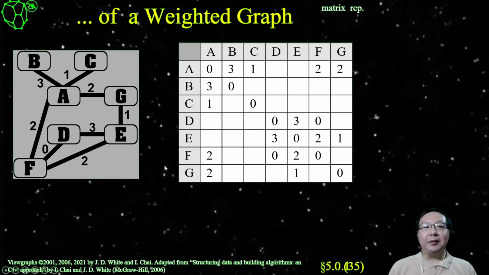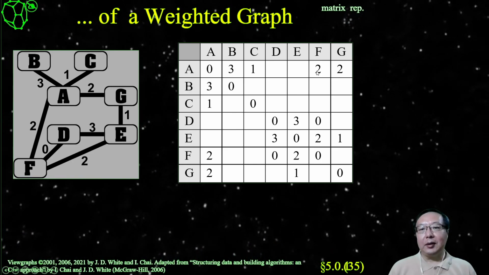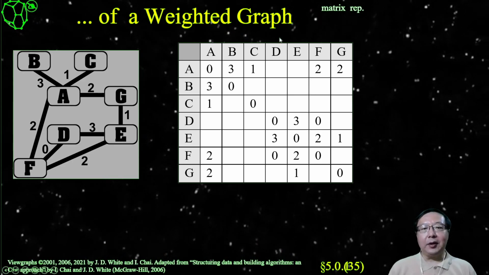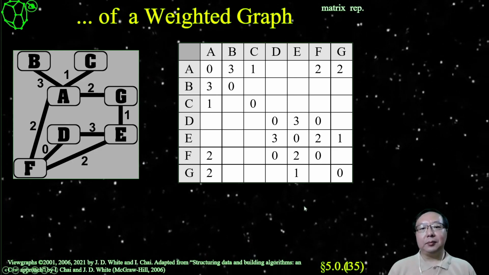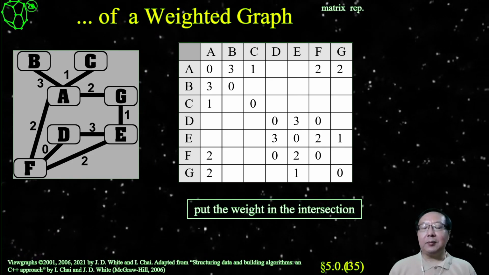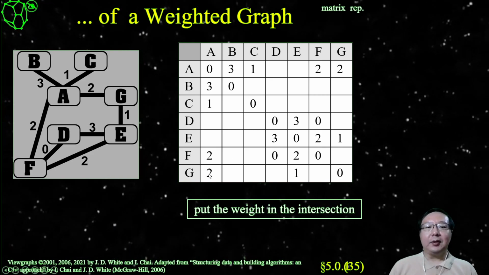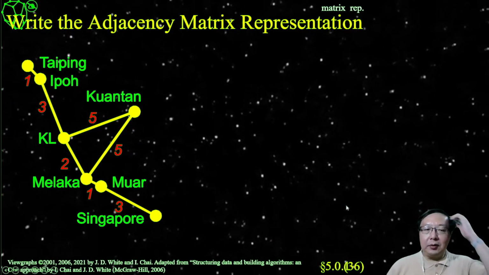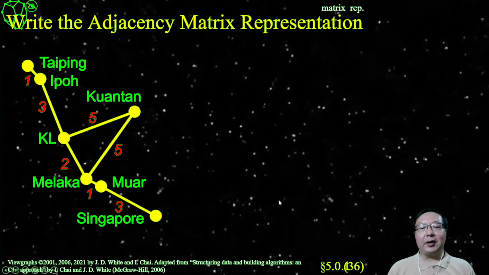And for a weighted graph, F to A costs 2, so we put 2 in F to A. Since it's not a directed weighted graph, AF is also 2. So we put the weights in the intersections, and as with a regular graph, it is symmetric, and if you have a directed graph that's weighted, then it won't be symmetric. So, how are we going to write the adjacency matrix representation of this graph?